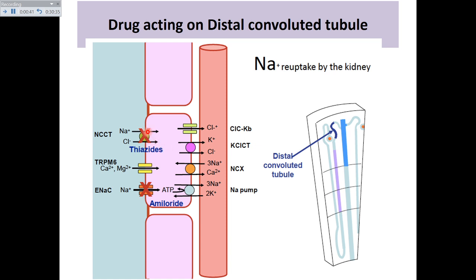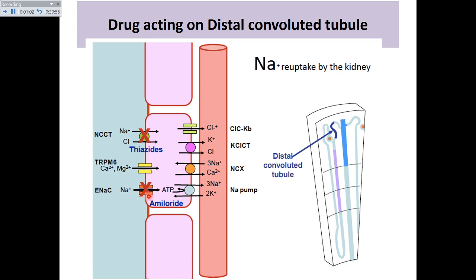What happens if we block this transporter? Na and Cl do not come inside the cell and remain in the urine, creating hyperosmolar urine, and fluid will follow and cause diuresis.